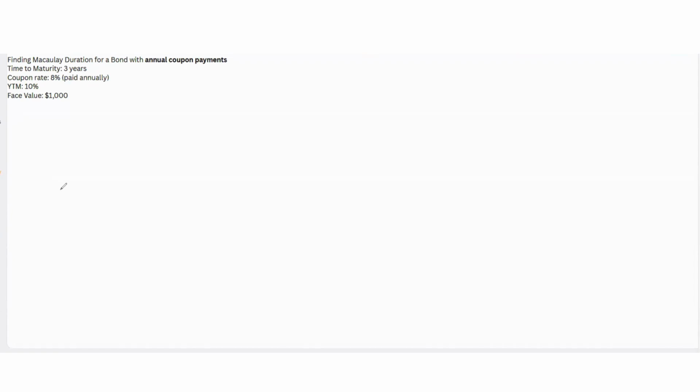We want to look at how we can find Macaulay duration for a bond with annual coupon payments. We'll then later look at how we find the Macaulay duration of a bond with non-annual coupon payments. So let's first look at what we mean by Macaulay duration.